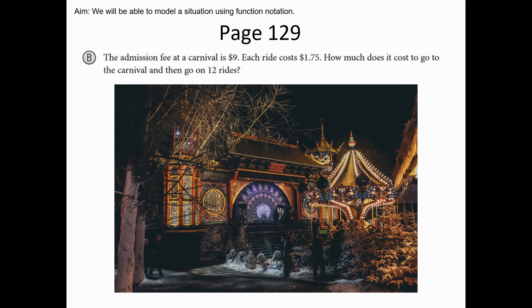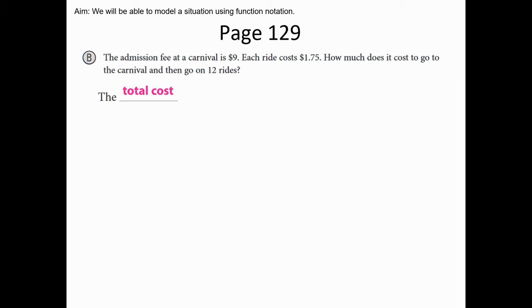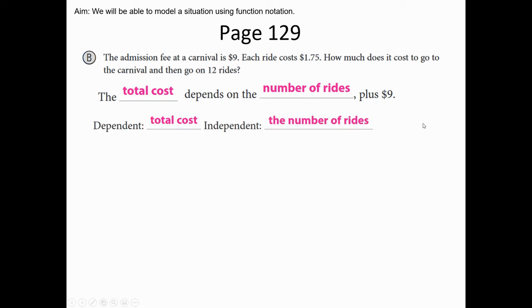Anyways, the first step is when you have this situation, you should think about what is our independent and what is our dependent. And we're clearly talking about the total cost, and it depends on the number of rides plus $9, right? You have to pay $9 to get into the amusement park, and you have to pay $1.75 for every ride. So the total cost is always going to be based on the number of rides.